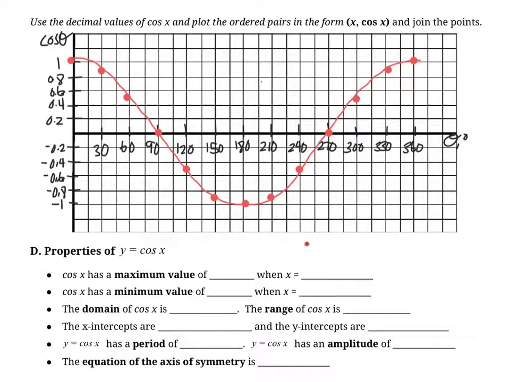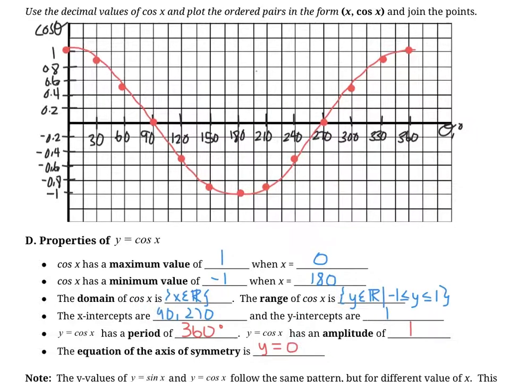Fill in these properties on your own and then come back to the video to check your answers. Starting with the maximum and minimum, cos and sine have the same maximum value, that's positive 1, and the same minimum value, -1. They just happen in two different places. For cos, that maximum happens at 0 as well as 360. So let's add 360 here. And the minimum value happens at 180.